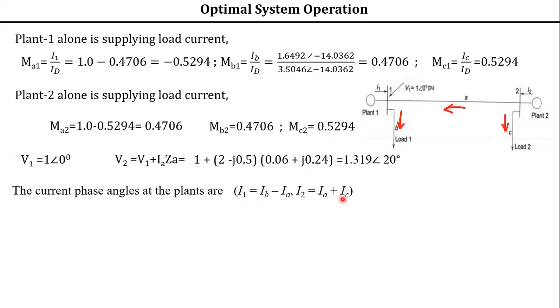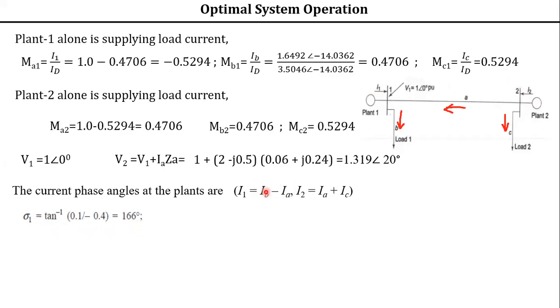IA plus IC. Just simple basics, KCL we are applying at bus 1 and bus 2, and we are writing the equation because we want I1 and I2, the angle of I1 and the angle of I2. That is your sigma 1 and sigma 2, the current phase angles. When you substitute here, you are going to get these values. Understood? It will be 166 degrees for sigma 1. That means substitute IB, the value given in the problem, minus IA, the value given in the problem.